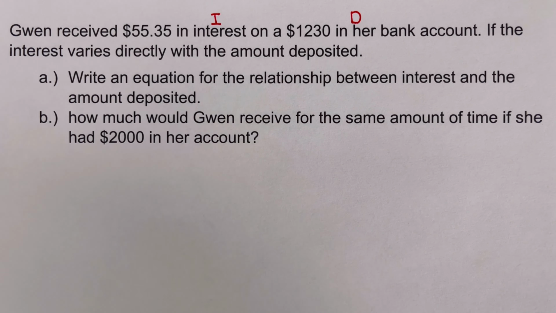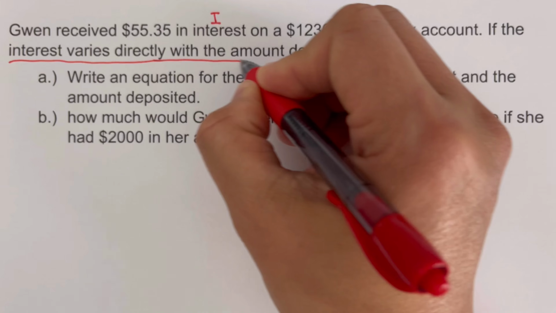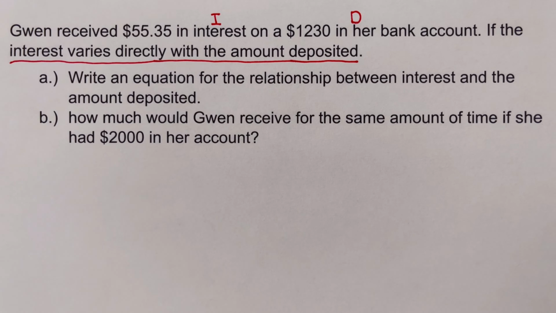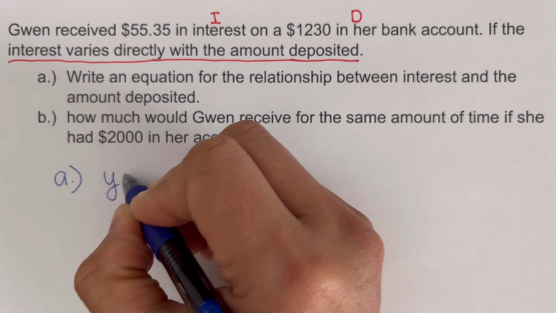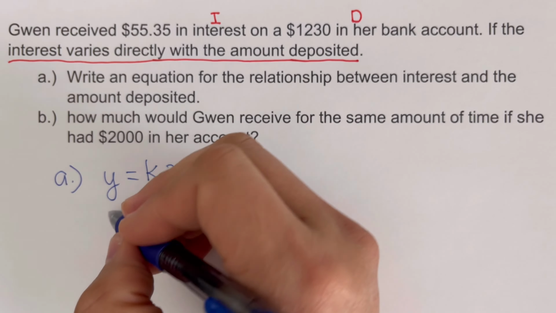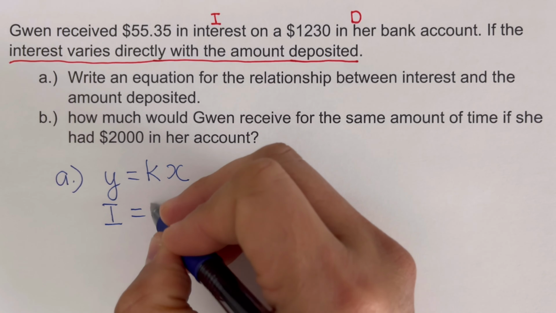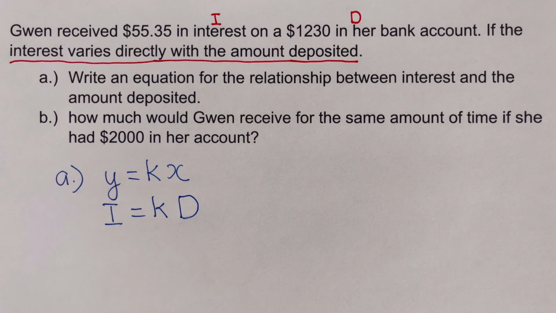Since we say that the interest is directly proportional to the amount deposited, we remember that direct proportion means that the general equation is y equals kx. In this case right here, we start with the interest I equals k and then the deposit D. So this is the equation. Again, you can use X and Y, you can use any letter in the alphabet, that should be fine.